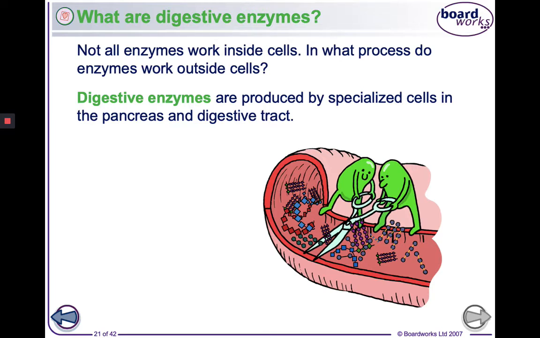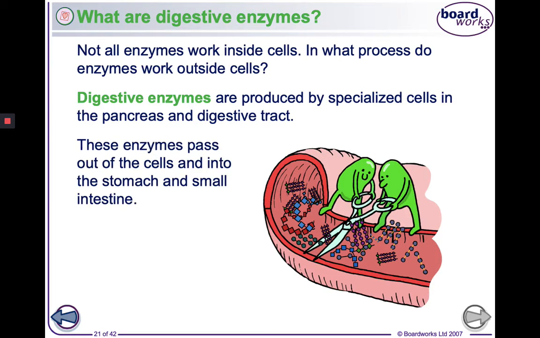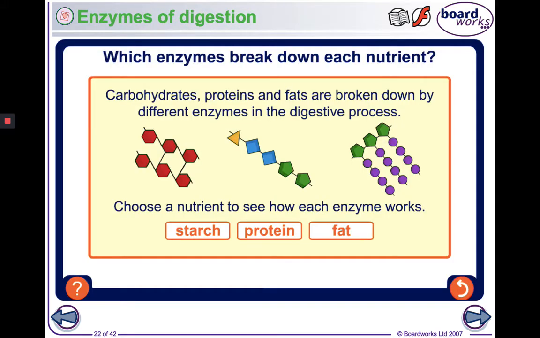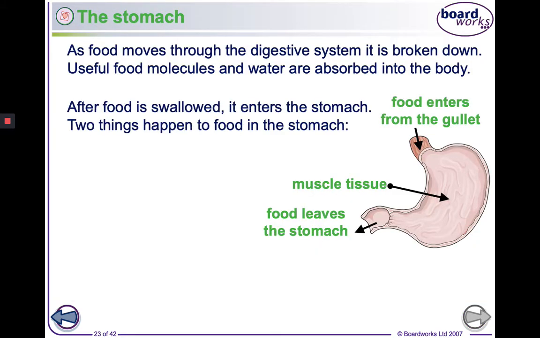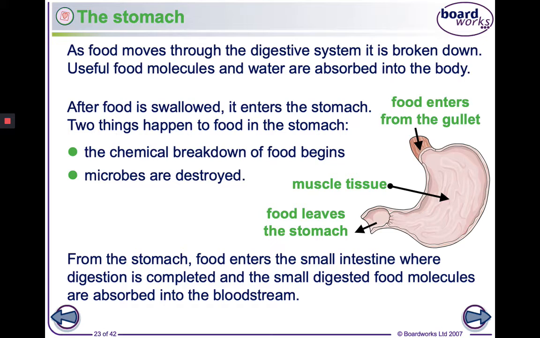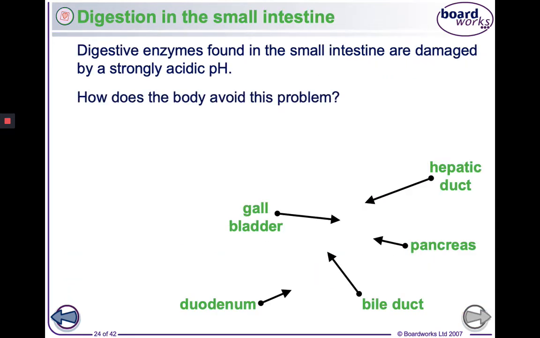Digestive enzymes are produced by specialized cells in the pancreas and digestive tract. These enzymes pass out of the cell into the stomach and the small intestine, and here they help the digestive system. As food moves through the digestive system, it is broken down and useful food molecules and water are absorbed into the body. After food is swallowed, it enters the stomach. Then two things happen to the food in the stomach. The chemical breakdown of it begins, and microbes are destroyed. From the stomach, food enters the small intestine where digestion is completed and the small digested food molecules are absorbed into the bloodstream.